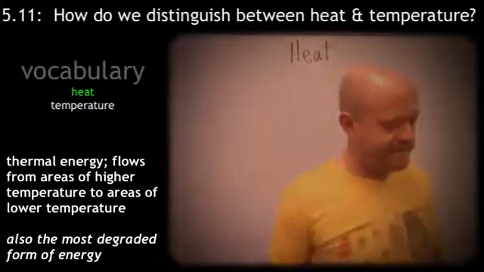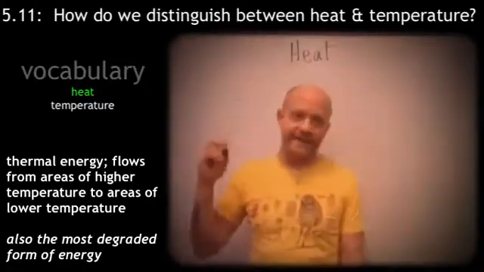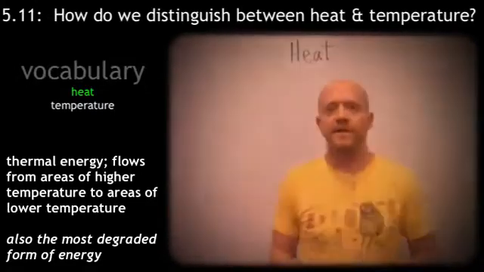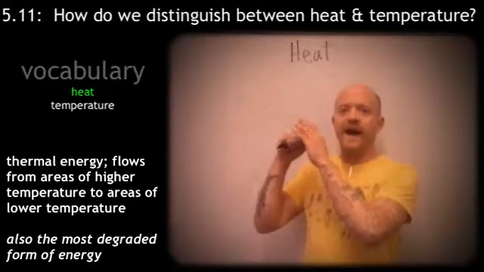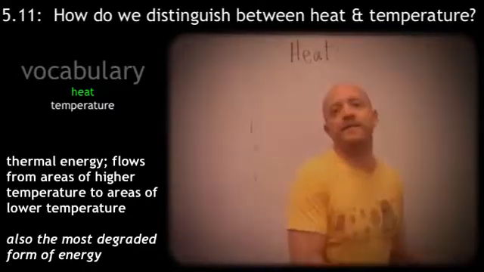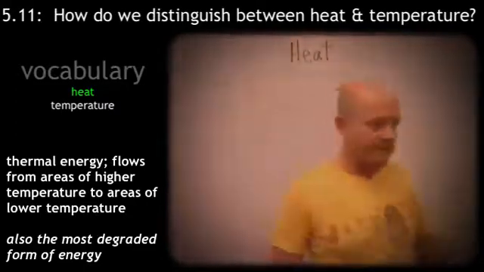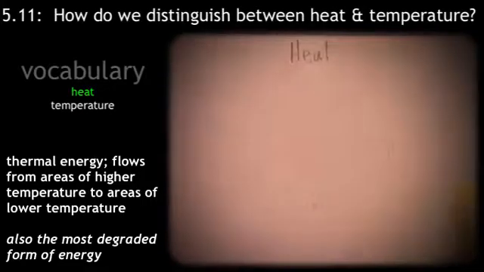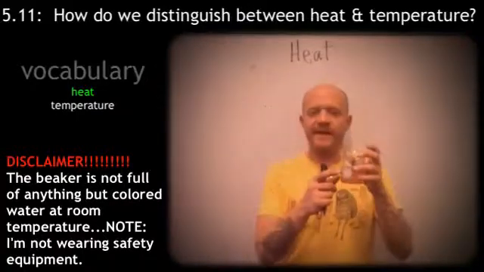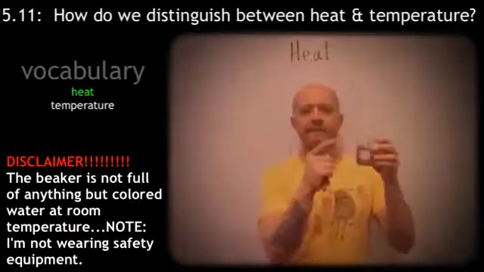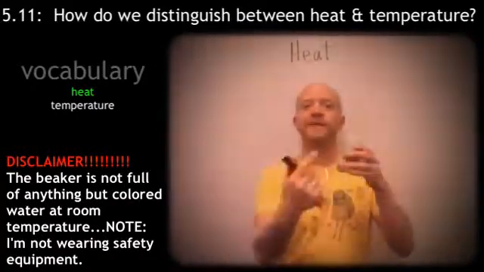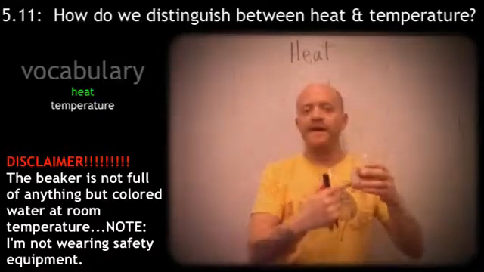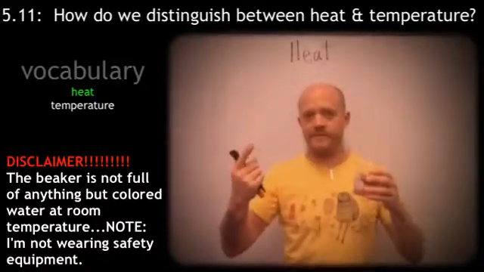And basically, all you need to know about heat is it flows from some place that has a higher temperature to a place that has a lower temperature. For example, if I have this beaker full of hot liquid, the heat is flowing from the hot beaker and the liquid. It is flowing to my hand, which is colder. It is flowing to the air, which is colder.